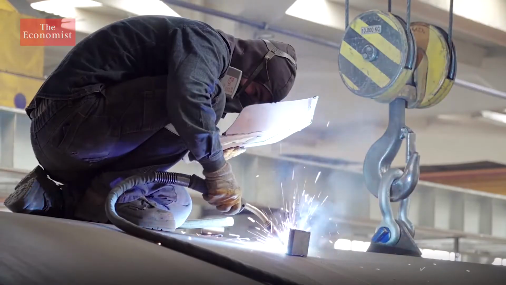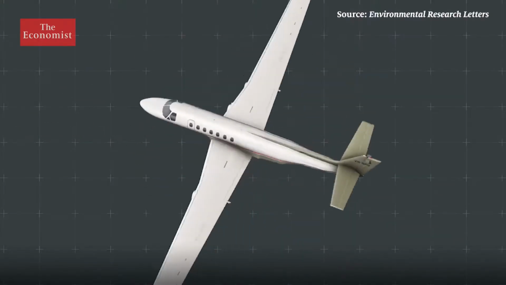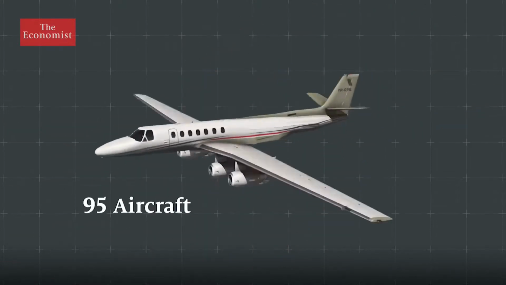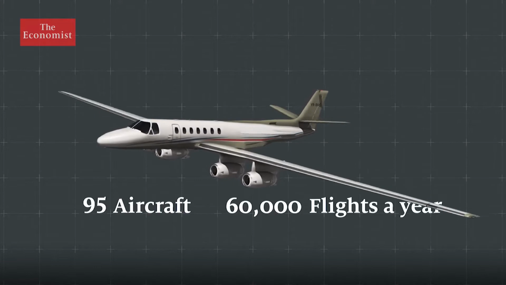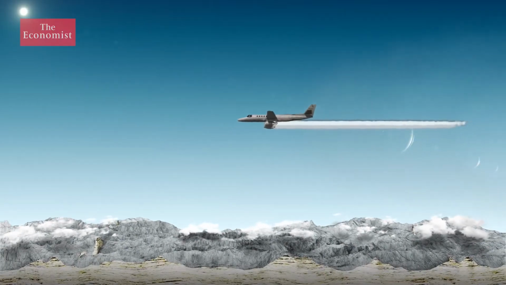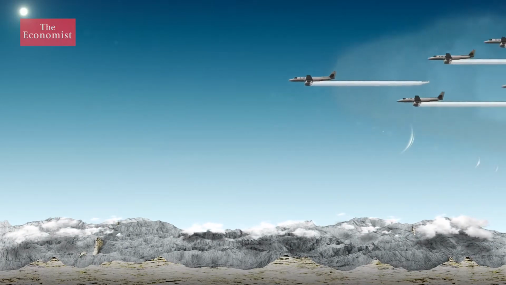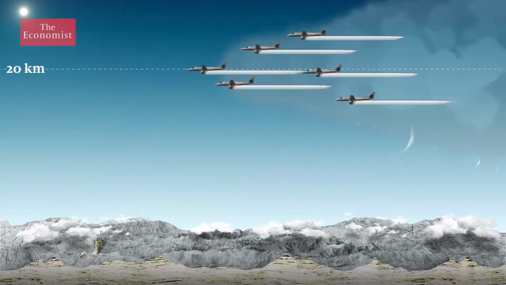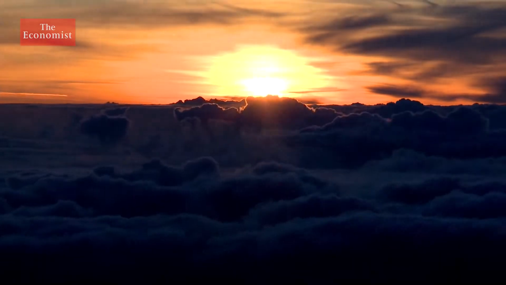In that Harvard and Yale study, they imagined building a fleet of planes, up to 95 of them, that would make 60,000 flights a year. The fleet would spread hundreds of thousands of tons of sulfur dioxide into the stratosphere every year. After 15 years, they reckon the world would cool by 0.3 degrees Celsius.